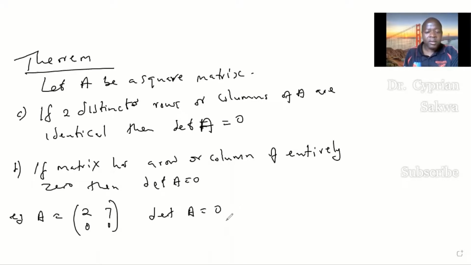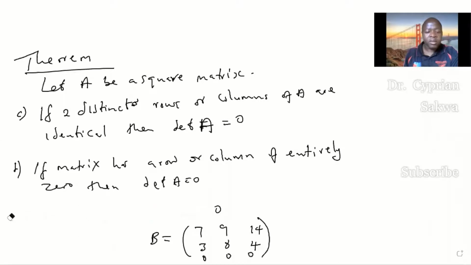And so what this means, it doesn't matter the size of the matrix. Even if I were to take matrix B, which is 7, 9, 14, 3, 8, 4, and 0, 0, 0, and I'm asked to find the determinant of this matrix, I don't need to waste a lot of time. I've already noted that the last row is entirely zeros, and that means the determinant of this matrix B will be 0, because I just look at the row there. I've seen that there's a row that is made of zeros.